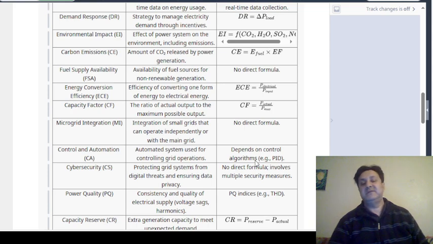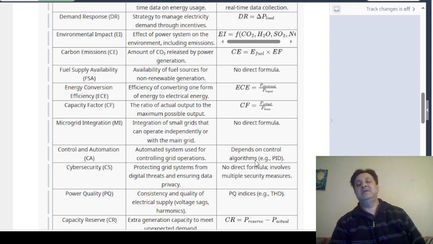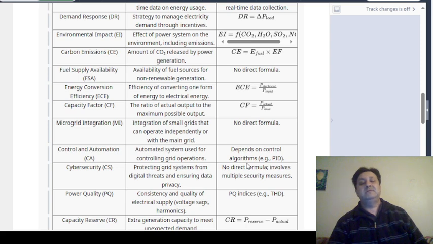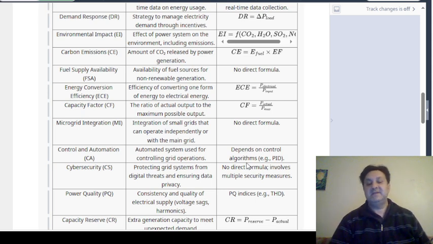Then the energy conversion efficiency, the efficiency of converting one form of energy to electrical energy. What is our strategy to convert this for energy conversion efficiency? Capacity factor is another important thing: the ratio of actual output to the maximum possible output. So what is actual and what is possible, what we are looking for, and are we able to get the maximum power, the maximum output after using the smart grid and various energy resources.